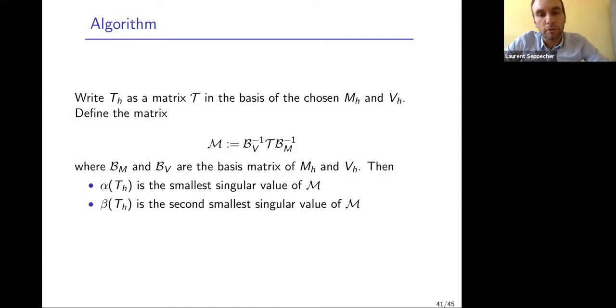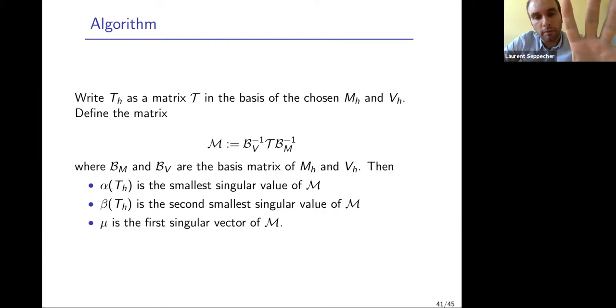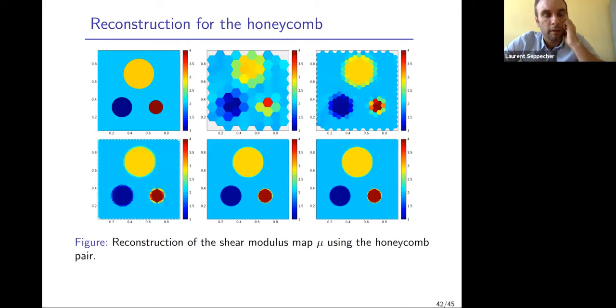Beta of TH is the second smallest singular value. And your solution, the mu that you are looking for, is the first singular vector. So the only thing you have to do is take the matrix and apply some numerical algebraic method for the first singular vector, like an SVD type of method, and you will get your solution of the shear modulus.